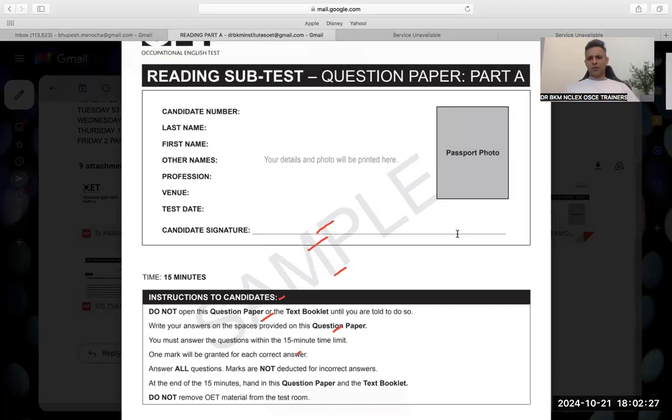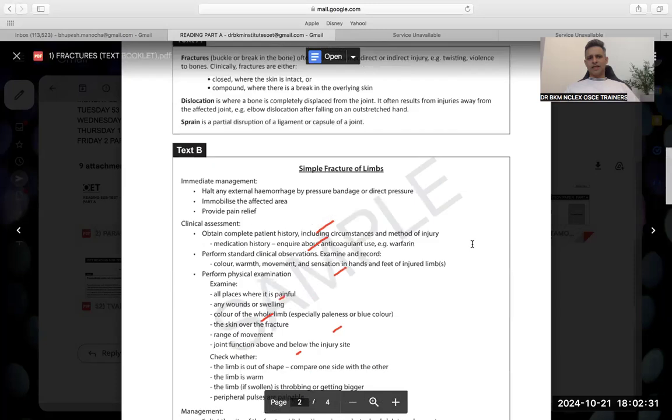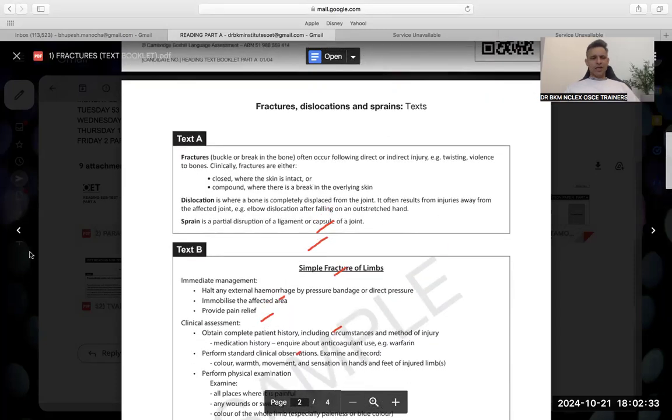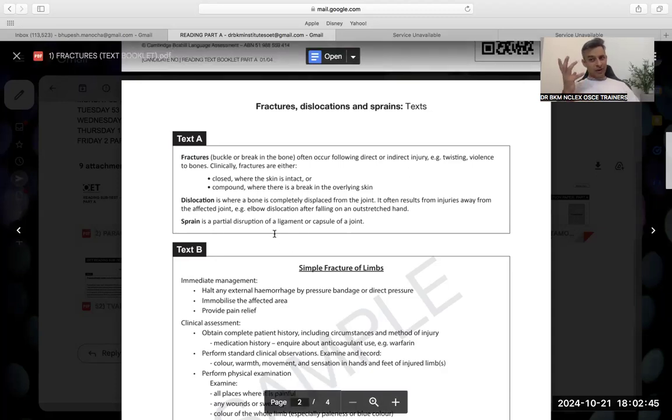So now I would go to the paragraph. When I go to the paragraph, reading part A, sorry, text A is talking about fractures. Then they are talking about direct or indirect injury. That can be the causes. The seventh question was about causes, so it can be one of the things. But again, I don't remember the question.